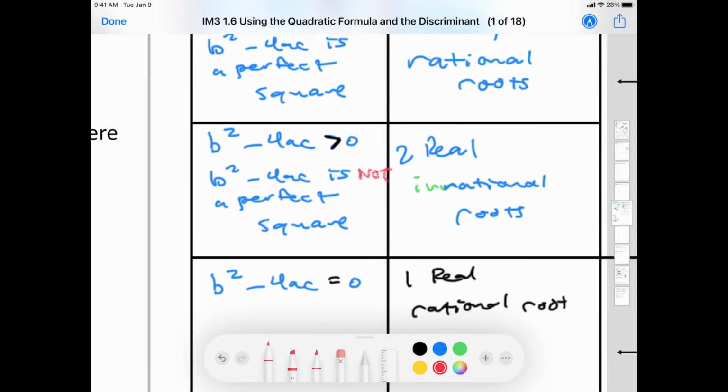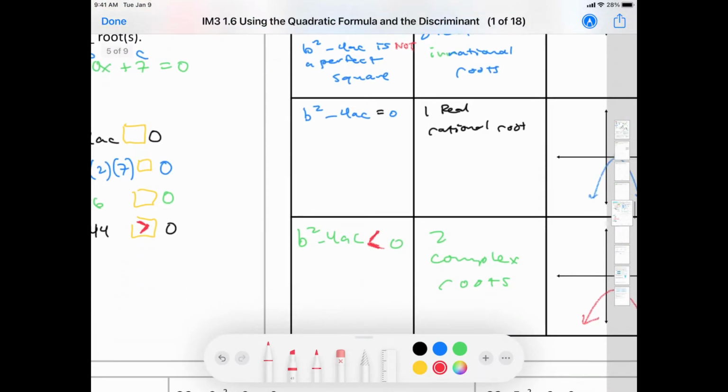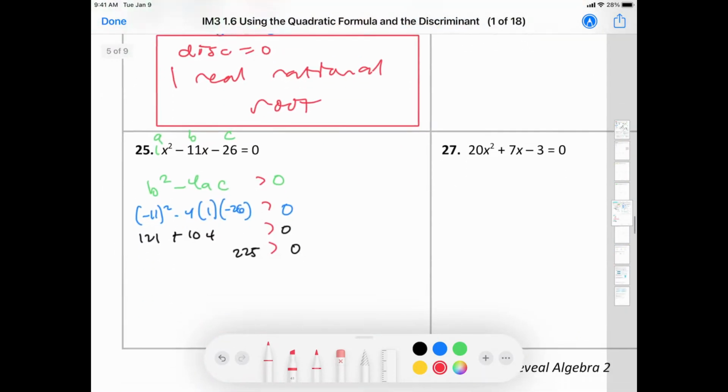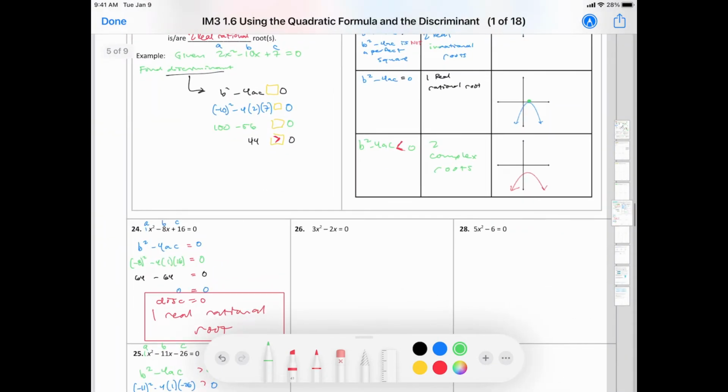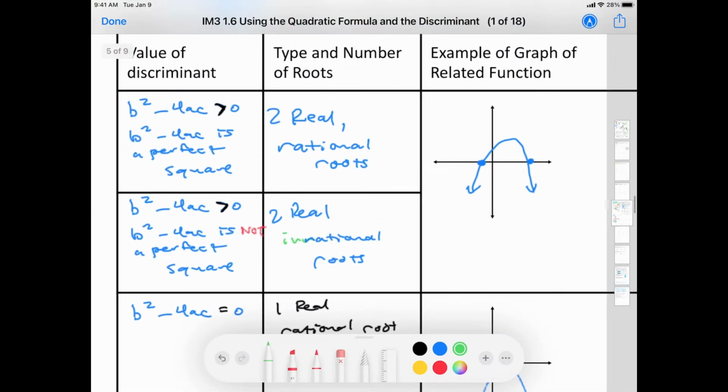This one is not a perfect square. Actually, 225. Was it 225? Yeah, 225, okay, pay attention, is a perfect square. So we would use that top option. Two real rational roots.